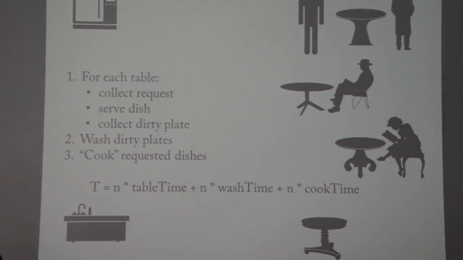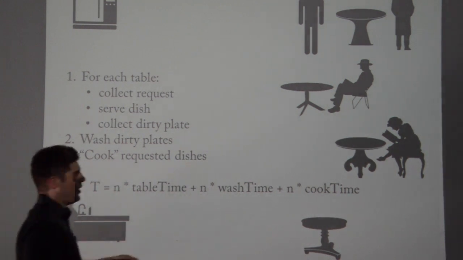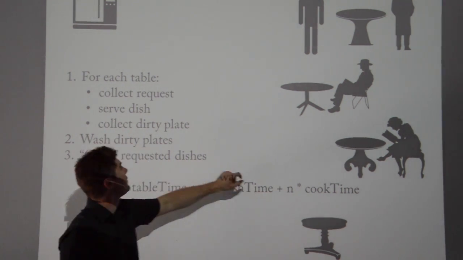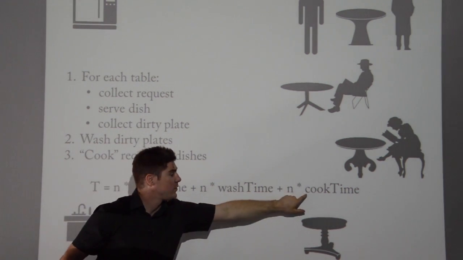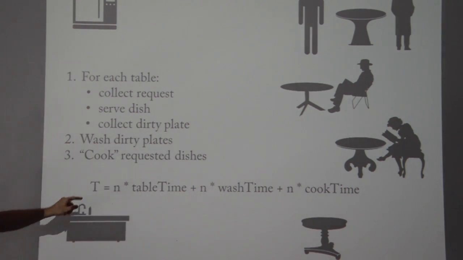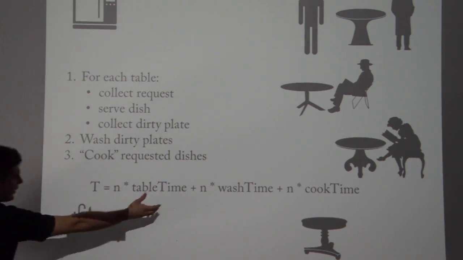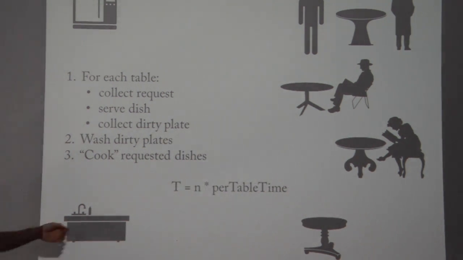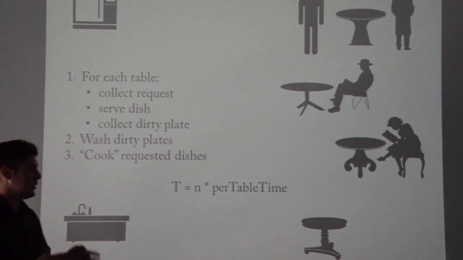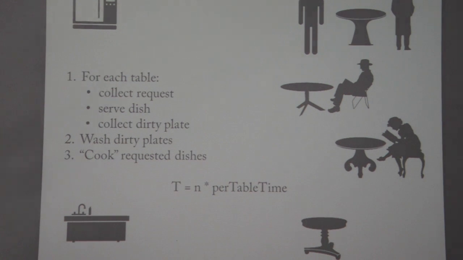Well, because in the worst case, he could have collected the dirty plates for all the tables, right? And similarly, he could have collected the orders from all the tables, so you have to add n times the cooking time for the microwave, right? And so if you know the basic math, you can pull this n out of the equation. You can add these two values together. You can just represent them with one constant, which is the per table time. This is the universal constant in restaurant management.